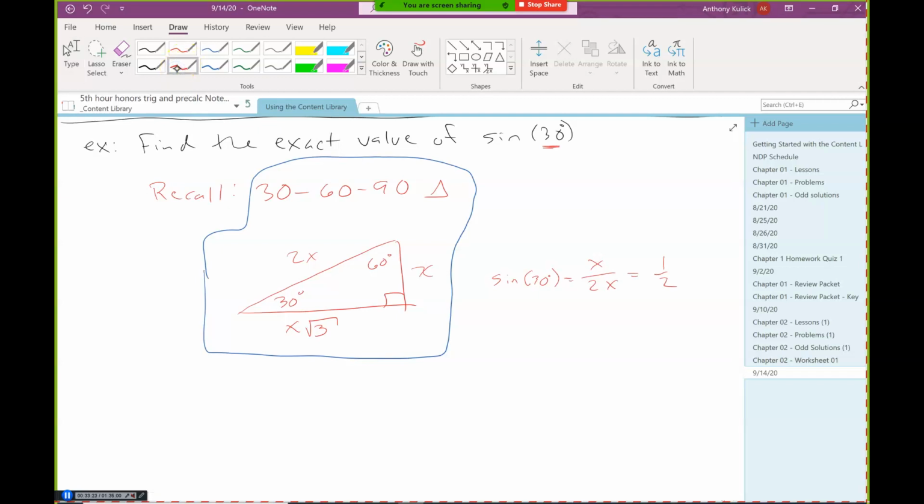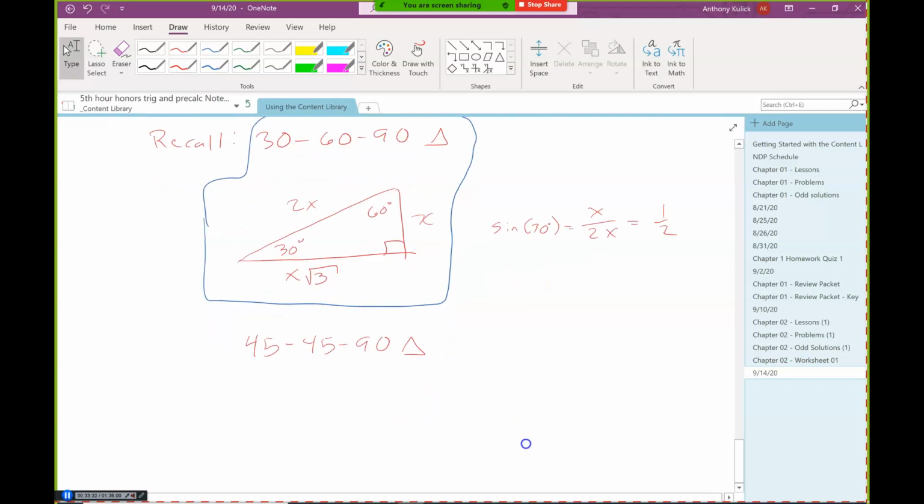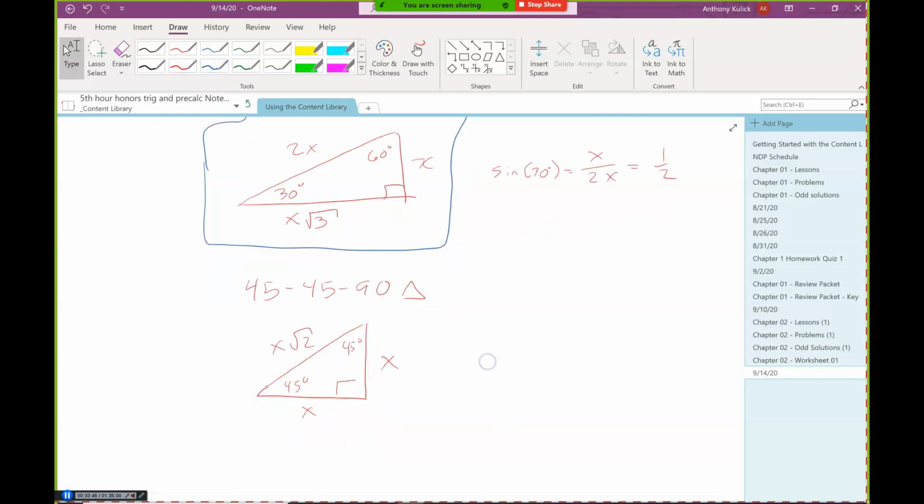There was another special right triangle. Do you guys remember what that one was? Yeah, 45-45-90 triangle. Very good. And for that one, the ratio of side lengths: the legs were x, and the hypotenuse was x root 2. And similarly with the 30, 60, 90, that's going to be one that's useful to have memorized, particularly for this next chapter too, where we really use these a lot.